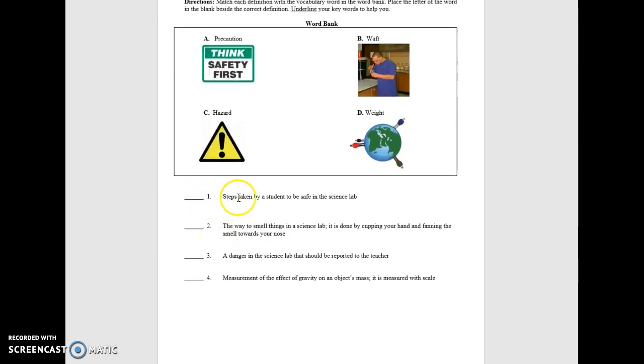Number 1. Steps taken by a student to be safe in the science lab. Number 2. The way to smell things in a science lab. It is done by cupping your hand and fanning the smell towards your nose. Number 3. A danger in the science lab that should be reported to the teacher. Number 4. Measurement of the effect of gravity on an object's mass. It is measured with a scale.